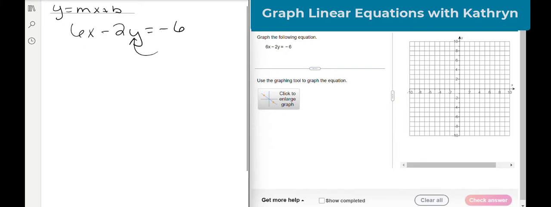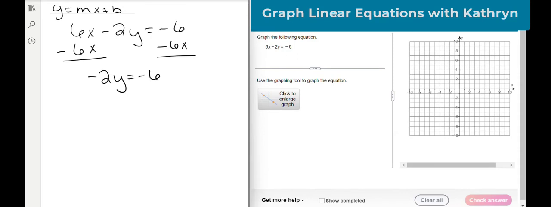So the first thing we're going to do is get rid of this 6x. I'm going to subtract 6x from both sides of the equal sign. All right. So we have -2y equals -6x minus 6. Now I still need to get y by itself. So what I'm going to do is divide by -2. So each piece is divided by -2.